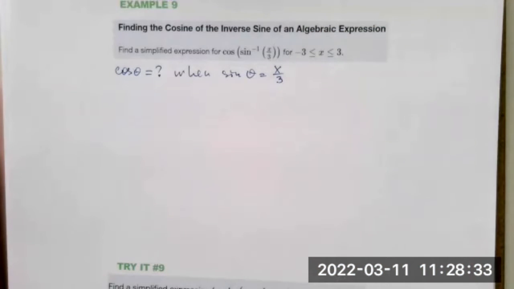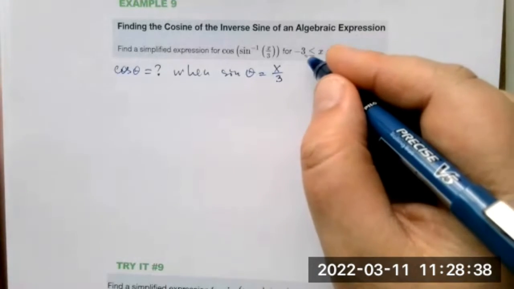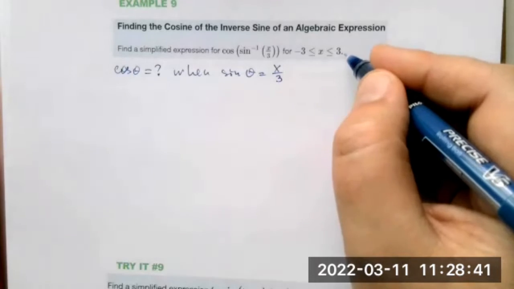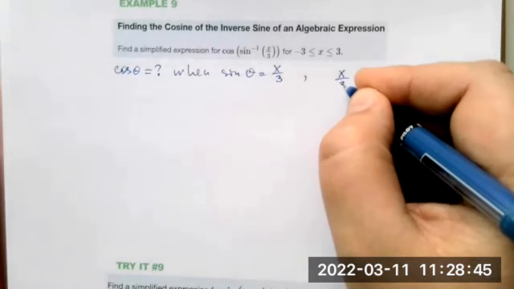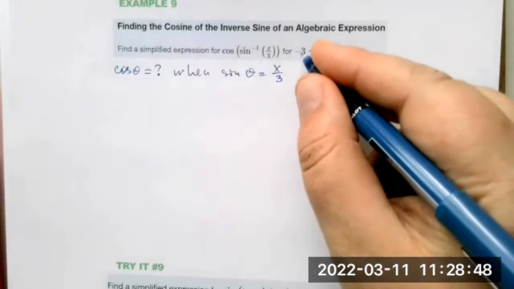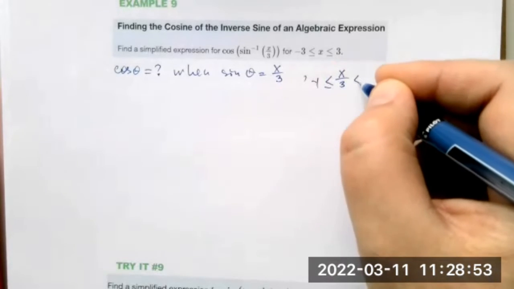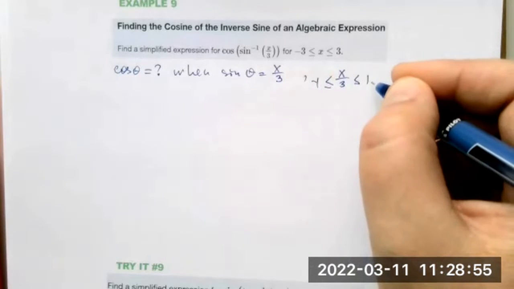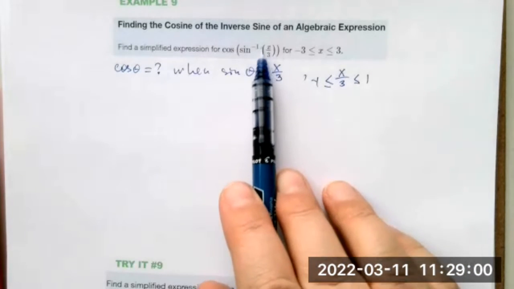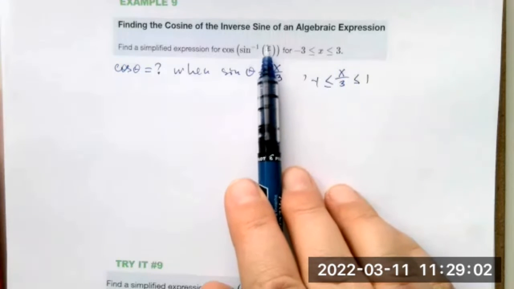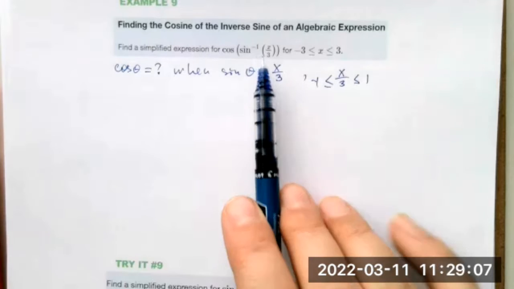And so let's take a look at the domain. The domain says x is between -3 and 3. So if we divide all sides of this inequality by 3, we get x over 3 is between -1 and 1, which ensures that we have a value in the domain of the inverse sine function.